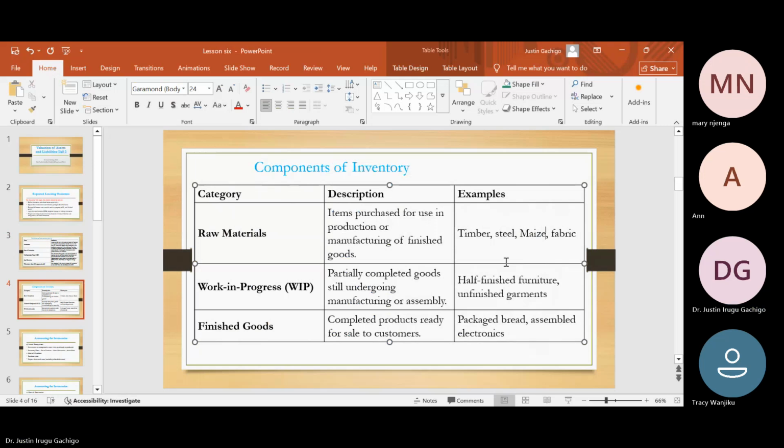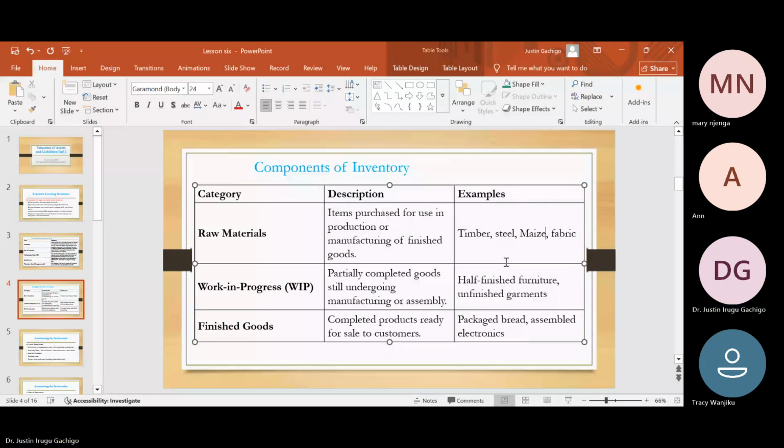We have work in progress. These are partially completed goods still undergoing manufacturing or assembly. Example, you have half-finished furniture or unfinished garments, or unfinished furniture, which are still getting polished so that they can be used for various use.